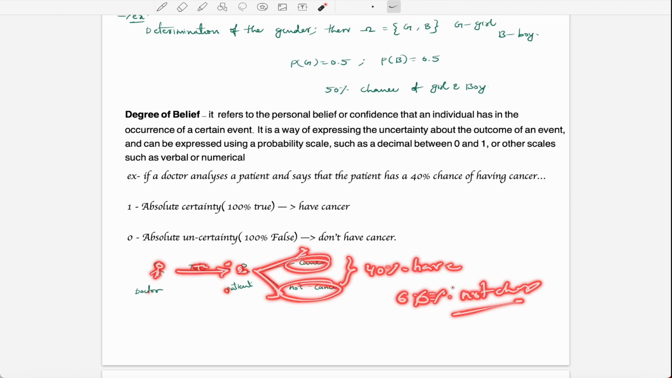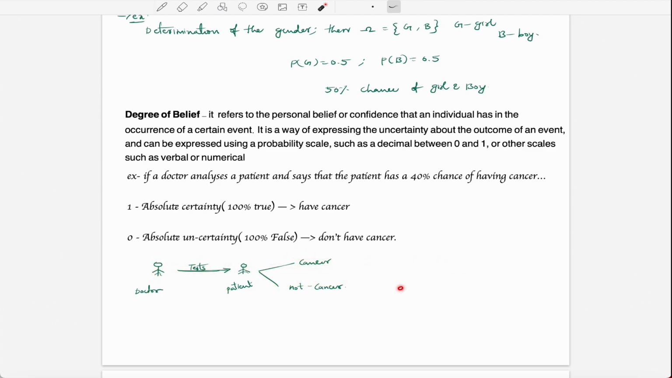I hope you understand what I'm saying. So degree of belief refers to a personal belief or confidence that the individual has in the occurrence of a certain event. We are 40% confident that the person has cancer, and we are 60% confident that the person does not have cancer. I hope you understand that.